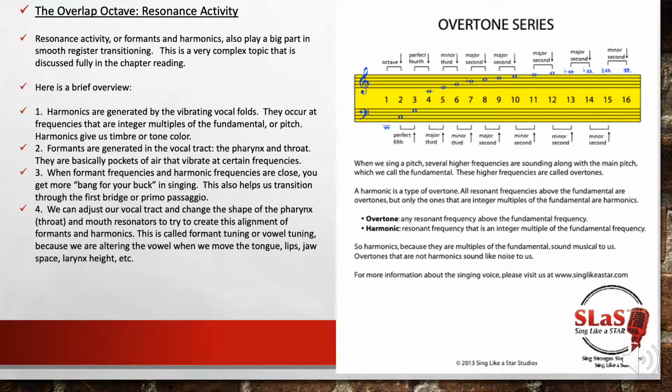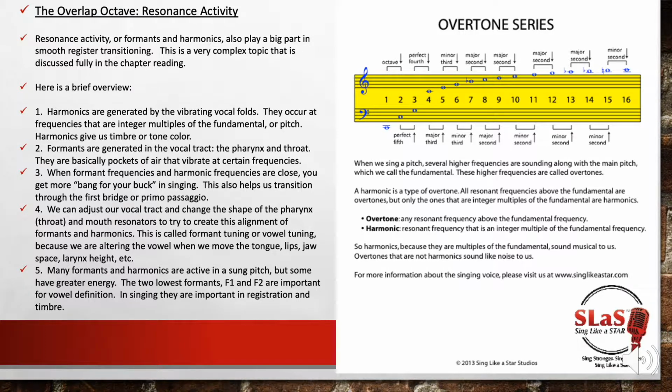We can adjust our vocal tract and change the shape of the pharynx or throat and mouth resonators to create this alignment of formants and harmonics. This is called formant tuning or vowel tuning because we're altering the vowel when we move the tongue, lips, jaw space, larynx height, etc.